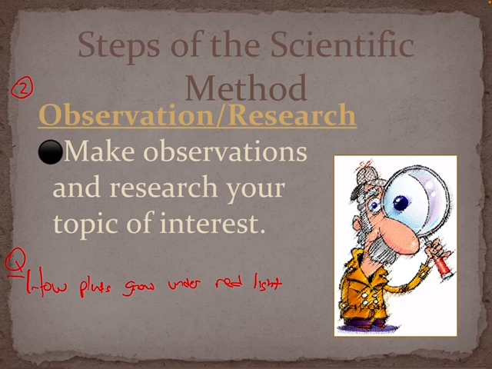Look at plants, put plants under red light, see what happens, take notes. Write down some information about how those plants are growing, based off of what you see and what you've researched. Maybe look up different research papers from people who've done this. So observe, look up research from others. These are things that you're going to do to gain information about your topic before you actually start experimenting on it.